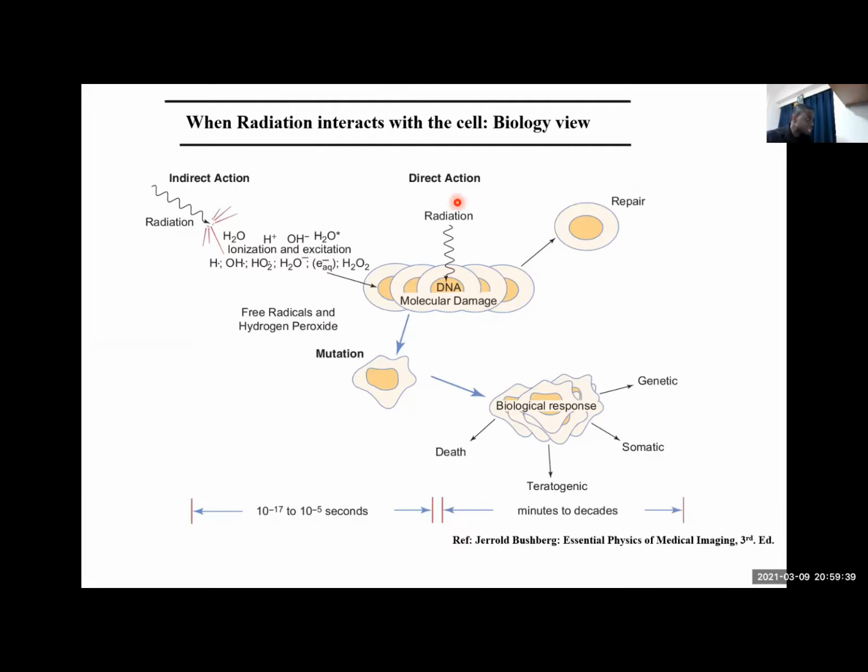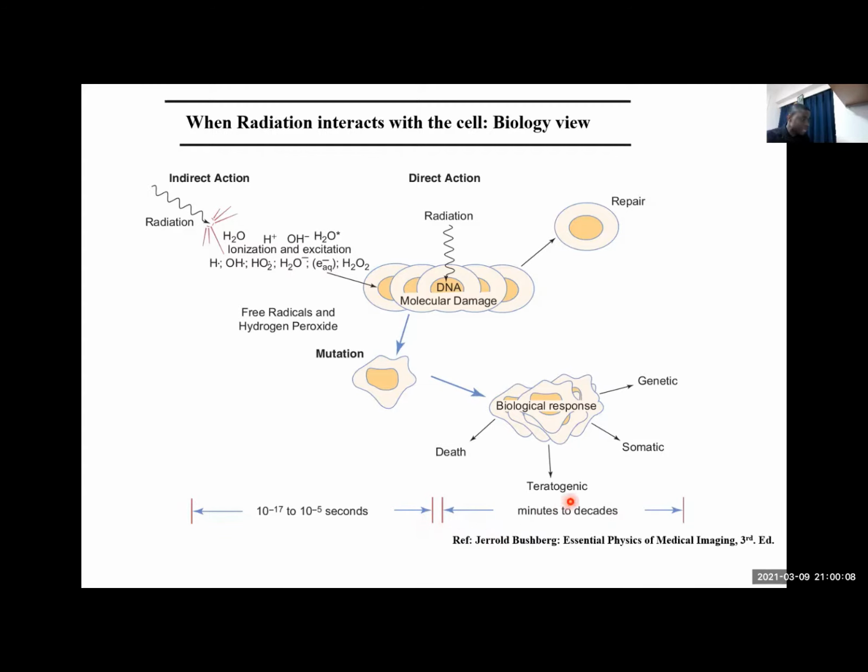I already explained this. So when radiation interacts, it could first create a direct target to the DNA, and of course induce mutations, and there could be different biological responses. Or in the second phase, it could ionize water molecules. Water molecules could create hydrogen peroxide or free radicals that induce mutation, and of course we have a biological response. But something is happening here, like I already mentioned in the previous slides.